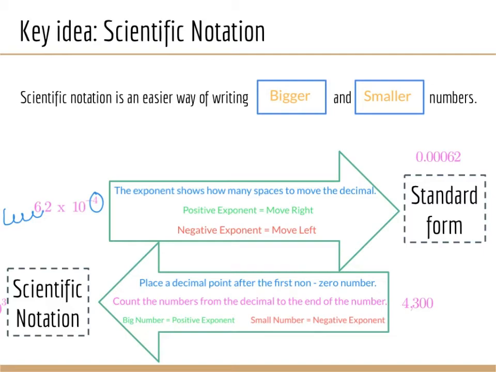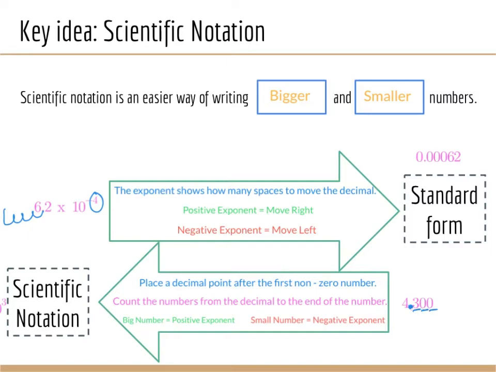So over here I've got my 4,300. I'm going to put a decimal point right here after my first non-zero number. So I've got my 4, and that's not a 0, so I'm going to put a decimal after that. Then I'm going to count the numbers from the decimal to the end. So I've got 1, 2, 3. So I counted 3 times.